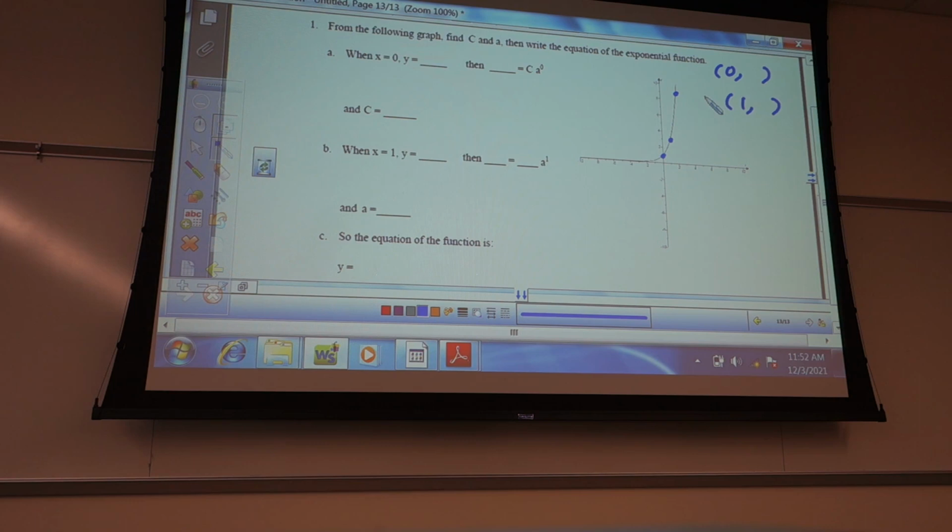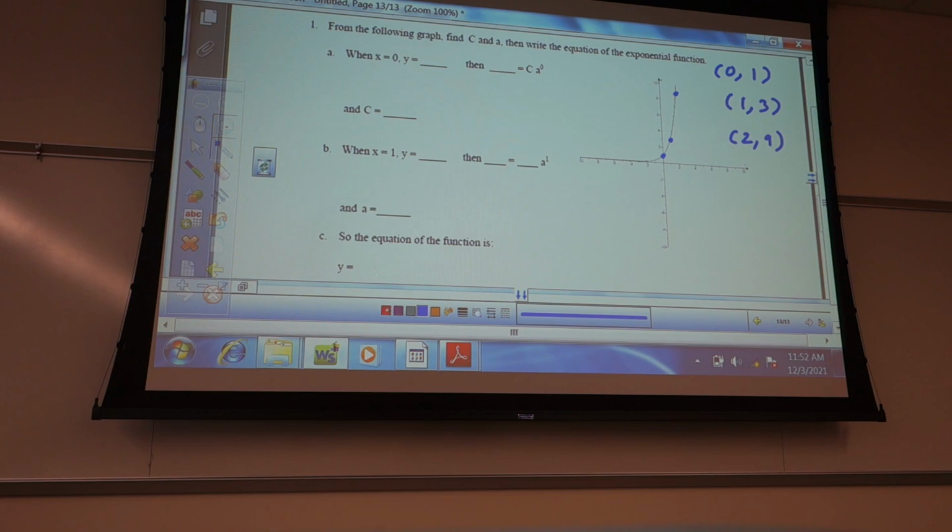So what are those points? First one is 0 comma 1. Good. What's the next one? 1 comma what? 3. Good. And we could even use, if we wanted to, 2 comma 9 if we really wanted to. It's a little bit harder. That's a possibility. Okay. So when x is 0, what's y?